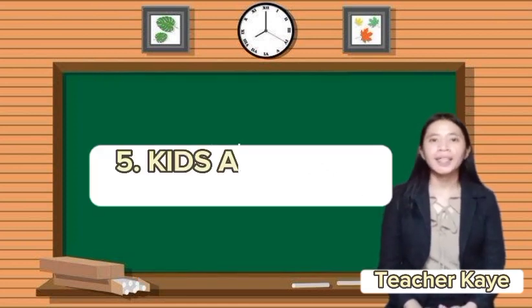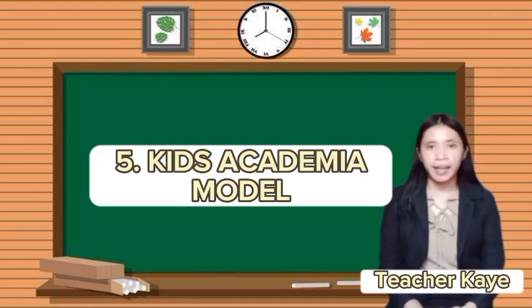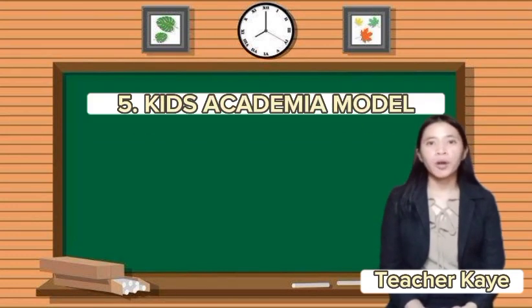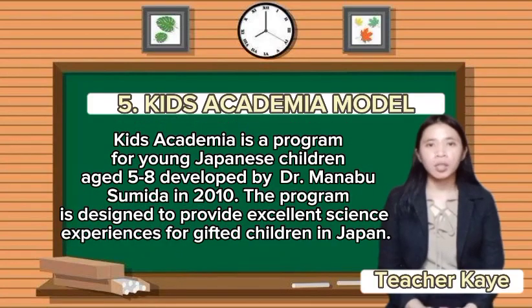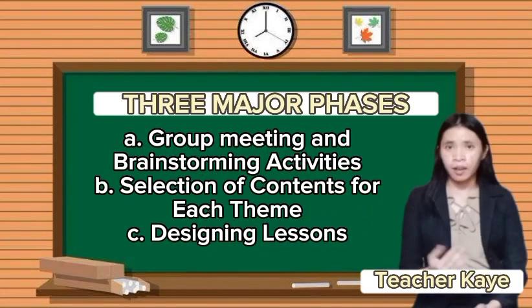Now, for our last model of the gifted education curriculum, we have the Kids Academia model, which is a program for young Japanese children ages 5 to 8, which was developed by Dr. Manabu Sumida in 2010. And according to Faustino, Hiwatig, and Sumida, there are 3 major phases followed in the development of the curriculum. Sinaon, what are those 3?